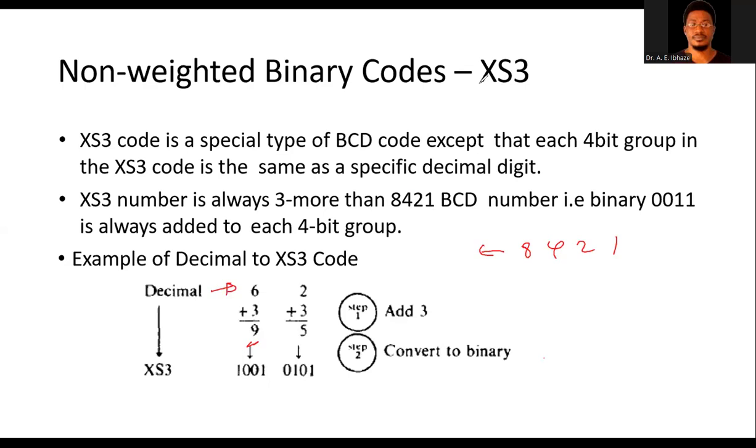So this is the SS3. What it means is that we have to add 3 to it. So 6 plus 3 is going to give us 9. So 8 and 1 are turned on. So that's why we have this. Then 2, once we add 3, that's 5. So it means 4 and 1 are turned on. So this becomes the SS3 code.